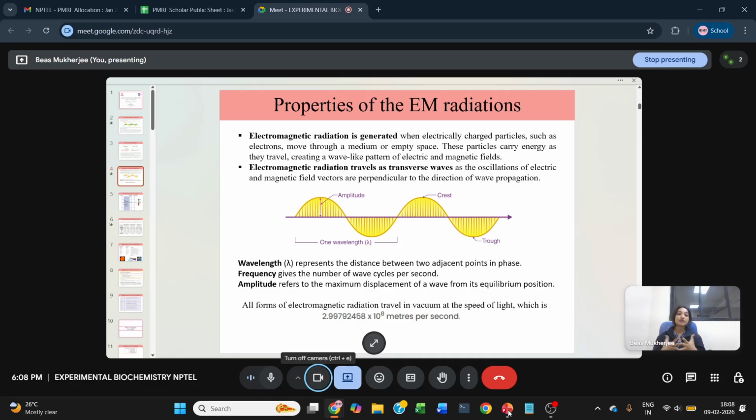All forms of electromagnetic radiations travel in vacuum at the speed of light, which is 2.9 × 10^8 meters per second, and that is often rounded off to 3 × 10^8 meters per second.